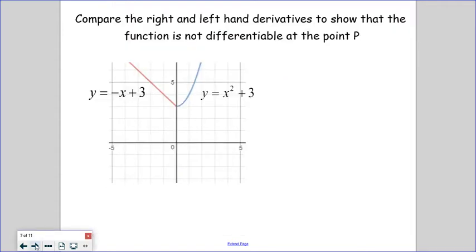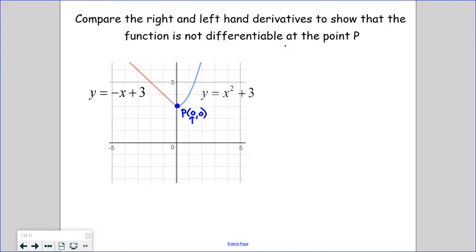So what we use is what's called our left and right hand derivatives at particular points to show that it is not differentiable. So again, look at the directions on the top of this one. Compare the right and left hand derivative to show that the function is not differentiable at point P. So they're already telling us this is not differentiable. Can you see where it's not differentiable? Right here where it's got kind of a corner looking thing. So in this one, point P would be at 0, 0. And we are looking at the x value of that. So at x equals 0, we're going to show that the derivative for each of those two different functions that we see up there don't match. Okay? So you just do them separately.